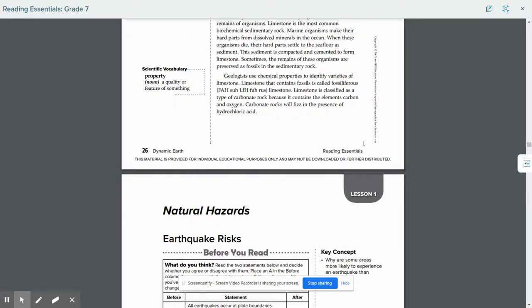Geologists use chemical properties to identify varieties of limestone. Limestone that contains fossils is called fossiliferous limestone. Limestone is classified as a type of carbonate rock because it contains the elements carbon and oxygen. Carbonate rocks will fizz in the presence of hydrochloric acid.